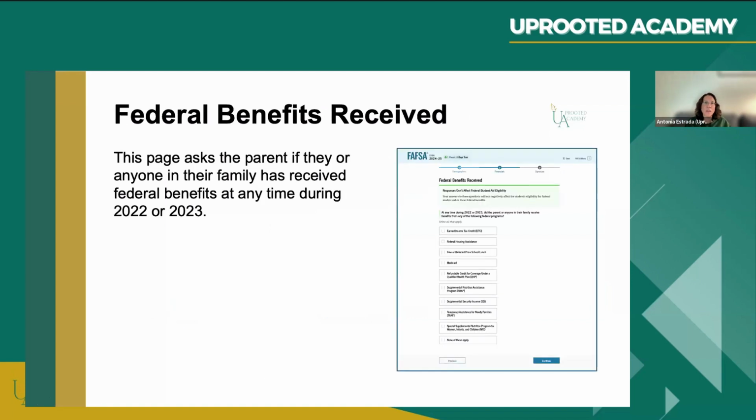So in this question, the parent is asked if they or anyone in their family has received federal benefits at any time during 2022 or 2023. So if families select any one of these options, then they are not required to report assets.